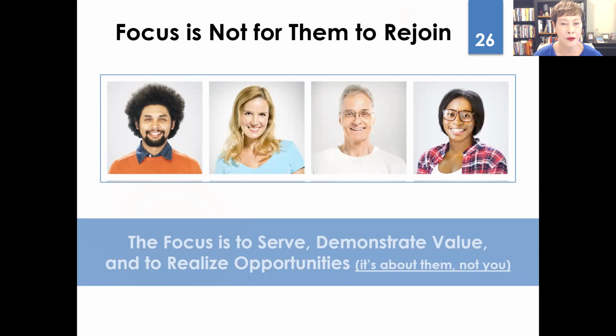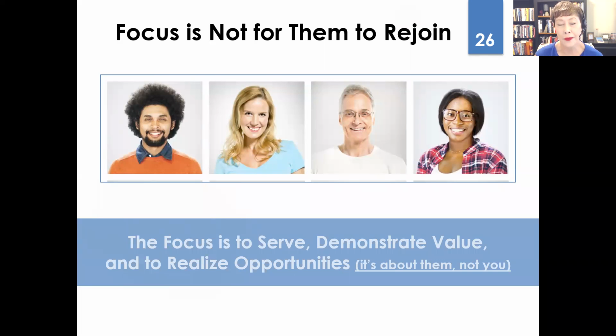So the thing to keep in mind when you're first reaching out to this group of dropped members is not to make them feel that it's all about rejoining. Rejoin today, right? It sounds like a sales pitch. Hate to say this, but you're going to have to spend a couple of your early messages really focusing on the fact that it's all about them.